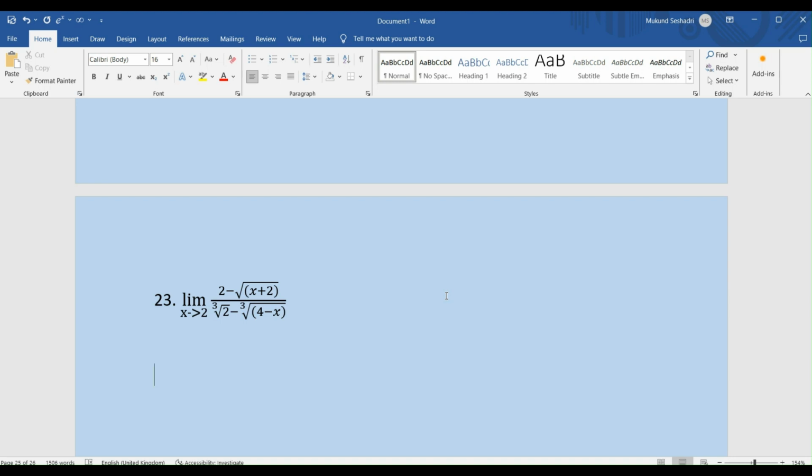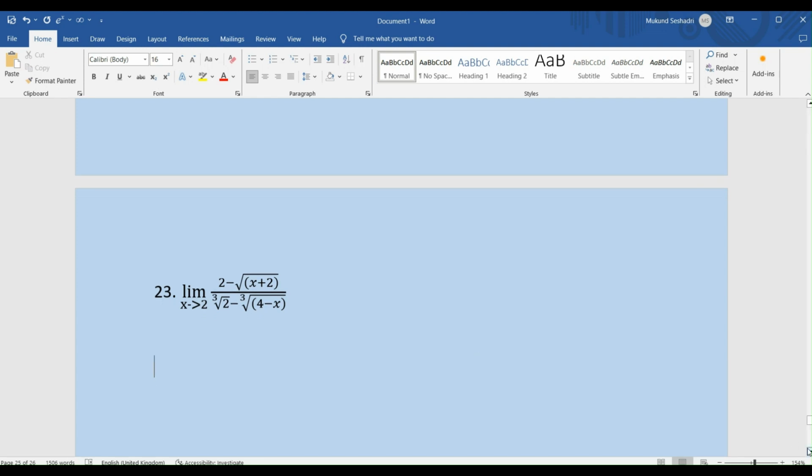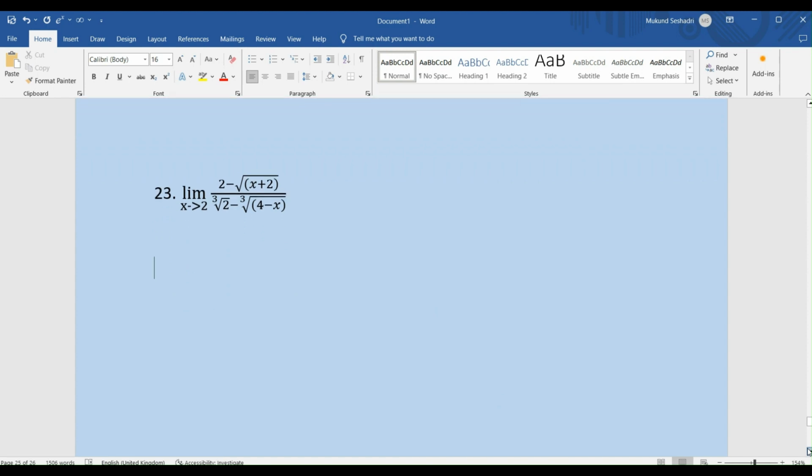Today we have another interesting problem on limits, and we have the problem on your screen here. So limit x tending to 2 of (2 minus square root of x plus 2) divided by (cube root of 2 minus cube root of 4 minus x), right? So let's see how to go about solving this particular problem.